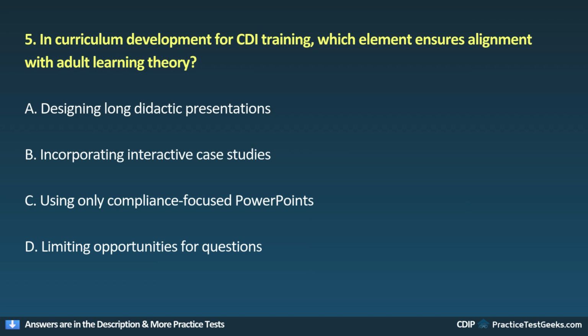5. In curriculum development for CDI training, which element ensures alignment with adult learning theory? A. Designing long didactic presentations. B. Incorporating interactive case studies. C. Using only compliance-focused PowerPoints. D. Limiting opportunities for questions.